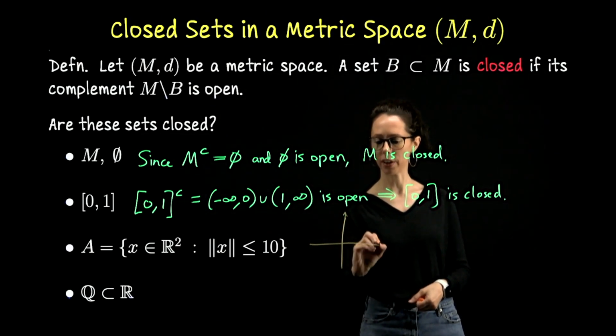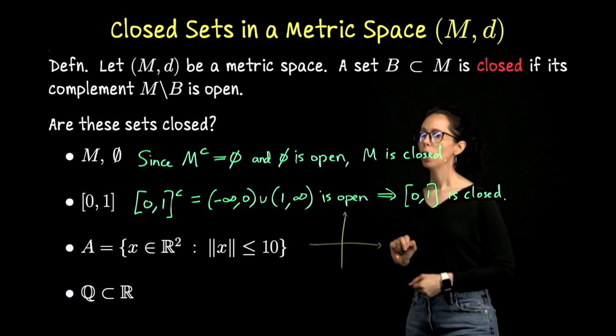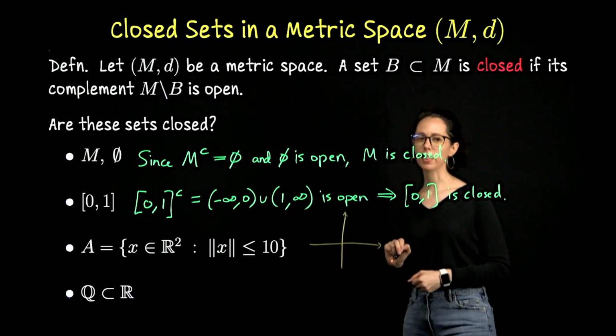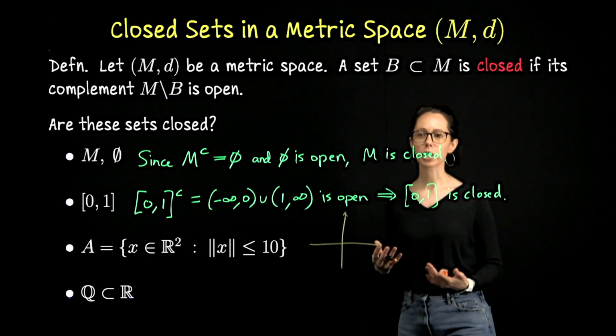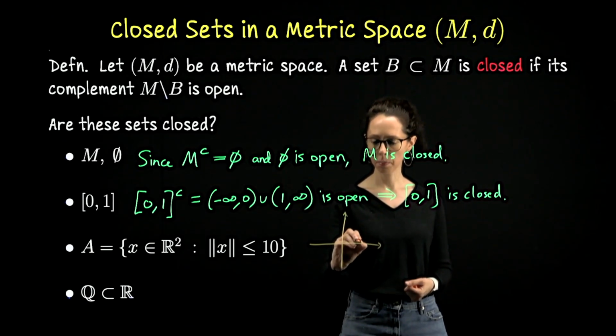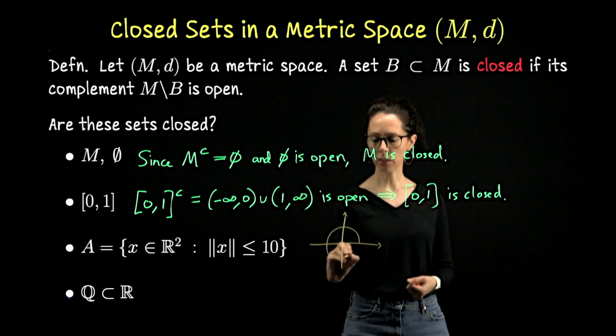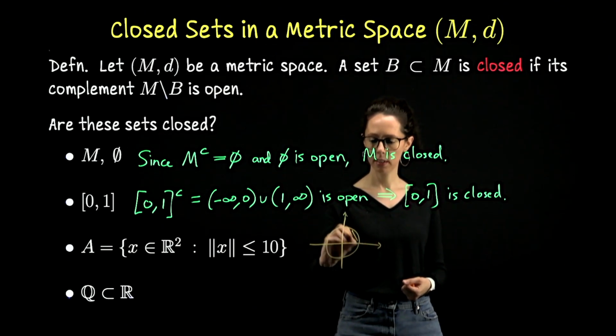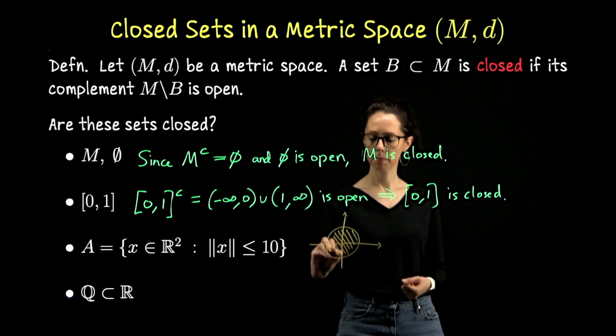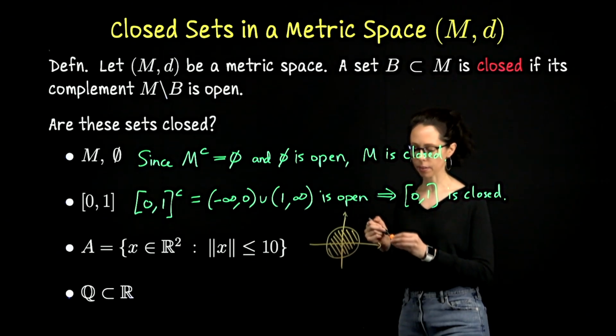Get a tiny version of R2 right here. Okay. We are looking at all of the points whose distance to the origin is less than or equal to 10. So if this circle has radius 10, this is the set in question. Okay, so that's the set we are assessing.